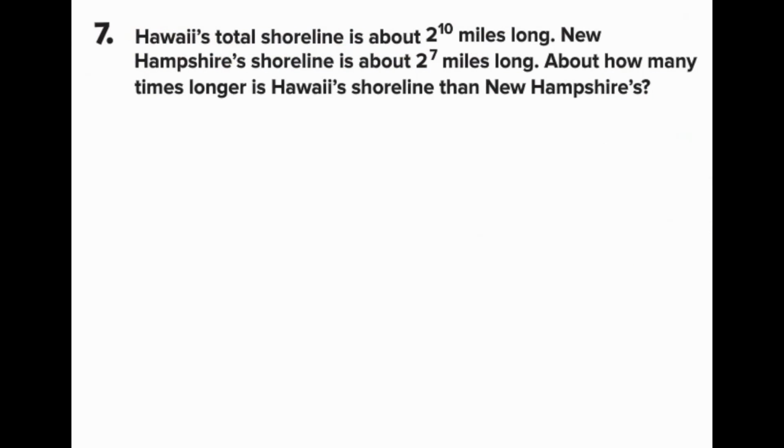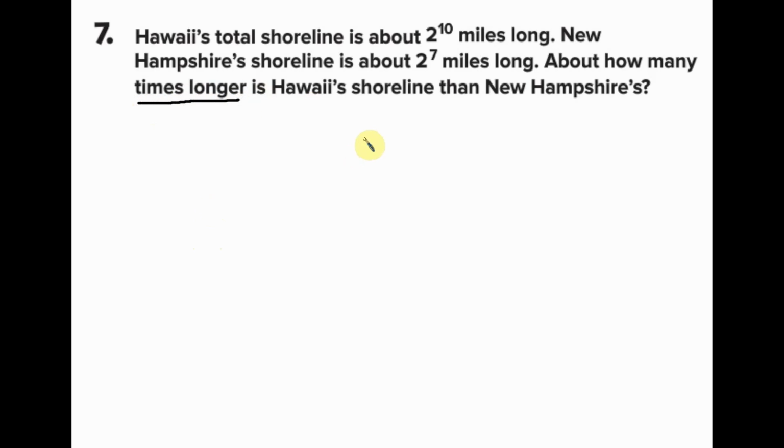The last example, number 7. Hawaii's total shoreline is about 2 to the 10th power miles long. New Hampshire's shoreline is about 2 to the 7th power miles long. About how many times longer is Hawaii's shoreline than New Hampshire's? I want to compare these by calculating how many times longer.